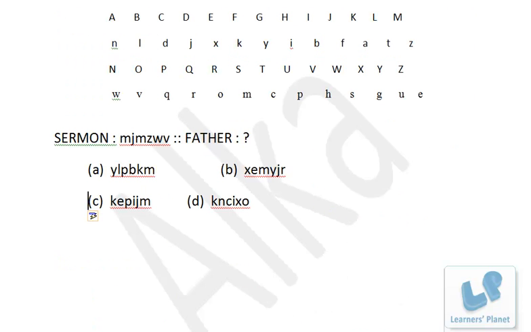Now friends, let's see this one. Here, the word SERMON is written as MJMZWB. S is matched with M, directly below it. Then E with J, then R with M, then further M with Z directly below, then O with W, then N with B. That means the series is going this way, this way, and so on. So this sequence is being repeated.